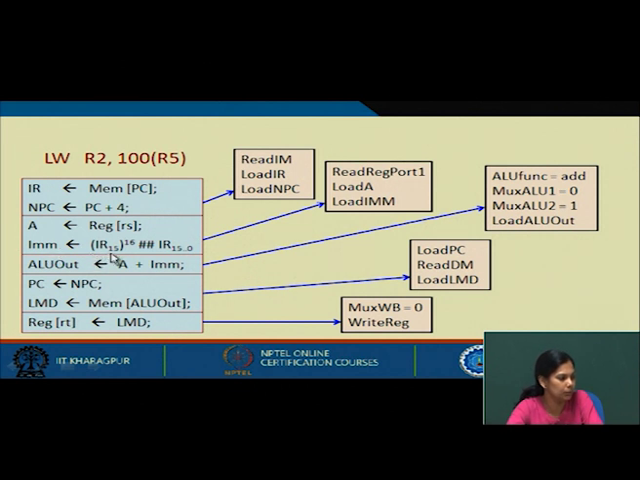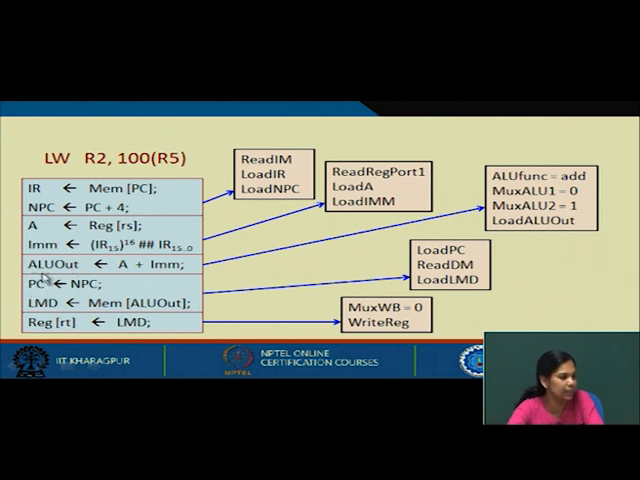So IMM will actually store the IR value, the 0 to 15 bit IR value, and it is sign extended to make it 32 bit. And what we have to do is add this IMM, that is the immediate value, with A, and store it in ALU out. So ALU out will have A plus IMM. We add these two values. And finally this NPC will be loaded in PC.